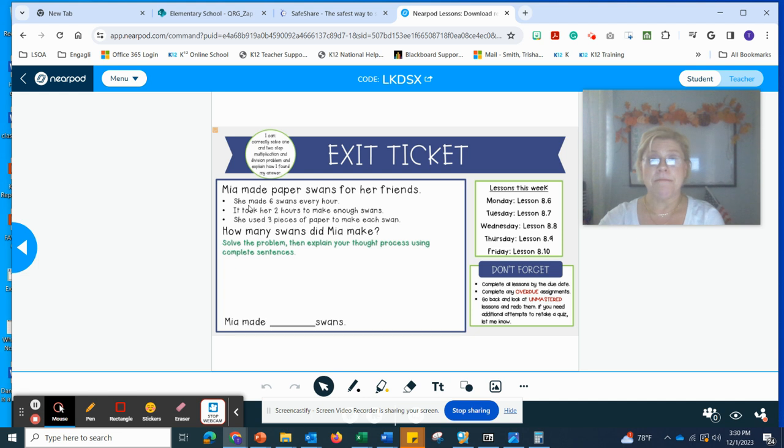And then this is your exit ticket. Mia made paper swans for her friends. She made 6 swans every hour. It took her 2 hours to make enough swans. She used 3 pieces of paper to make each swan. How many swans did Mia make? Solve the problem, then explain your thought process using a complete sentence.